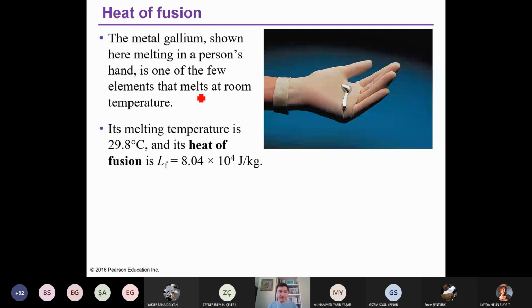so here we have talked about Q equals plus or minus L, okay? This is called the heat of fusion, or as we have defined here, latent heat, okay? So you can see these names.